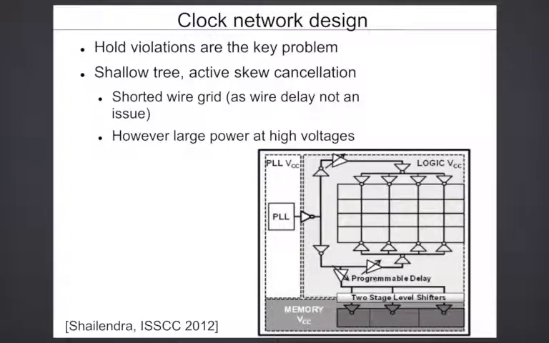Similarly, you can have in your driver multiple parallel paths for pull up or pull down, and you activate one or more of them to adjust the drive strength and hence the delay. So you can have a digital control. You can also have analog control, where the pull up or pull down or even the capacitance value can be controlled by an analog voltage, so that you have an analog control of that.